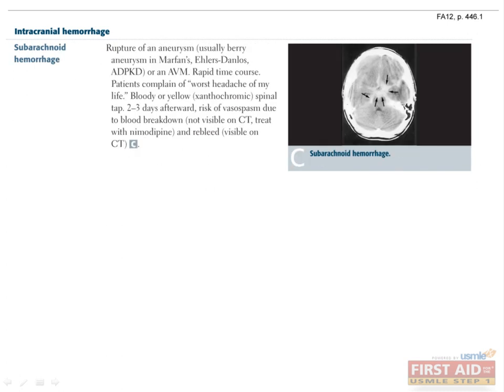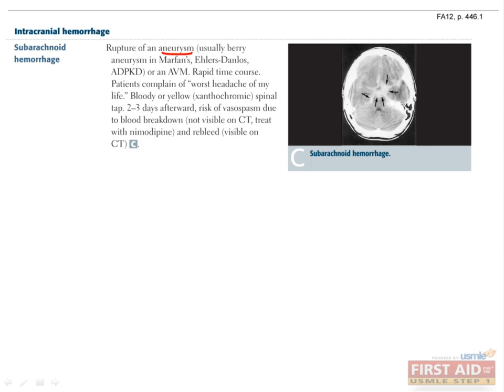A subarachnoid hemorrhage occurs in the space between the arachnoid and pia layer, which contains the major blood vessels of the brain. And what causes subarachnoids? Hemorrhage occurs when an aneurysm or AVM ruptures. Risk factors for aneurysm development that we already mentioned include polycystic disease, Marfan's, hypertension, smoking, and more.